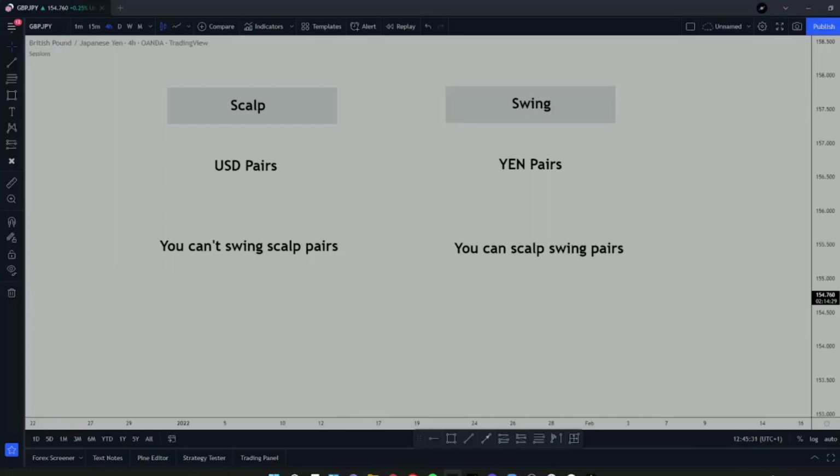With scalp pairs we mean that these pairs are not likely to have very big movements over long periods of time. They have good movements, but it's more short term. Maybe for minutes or hours or sometimes a couple days, but it is not designed to hold a trade for weeks and even months in a row.